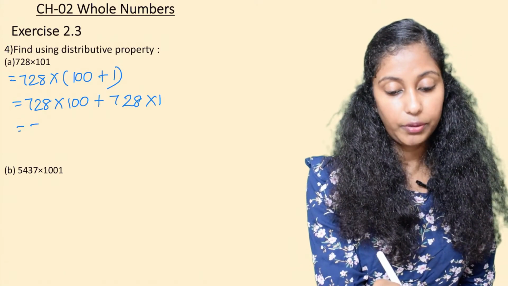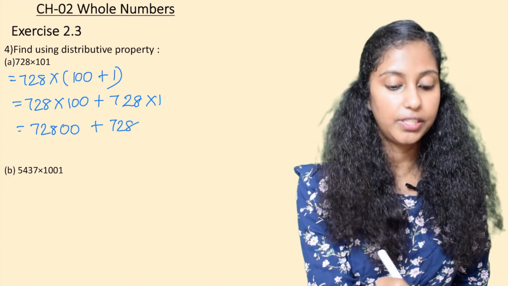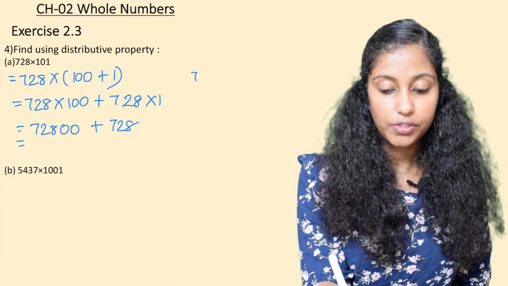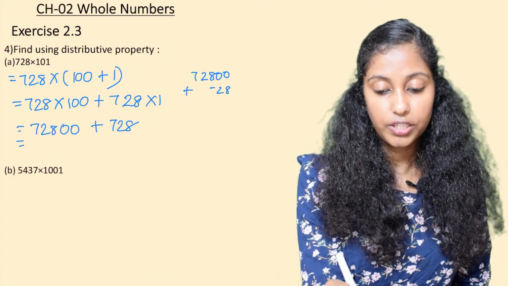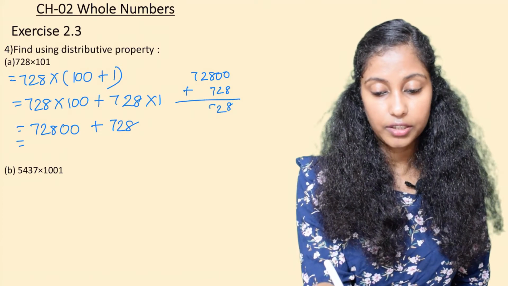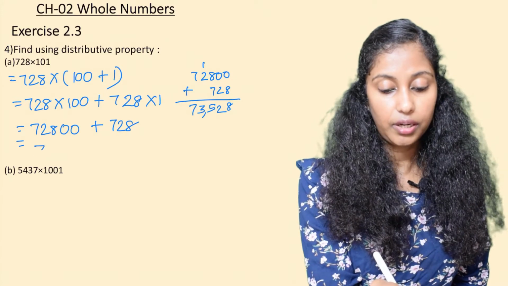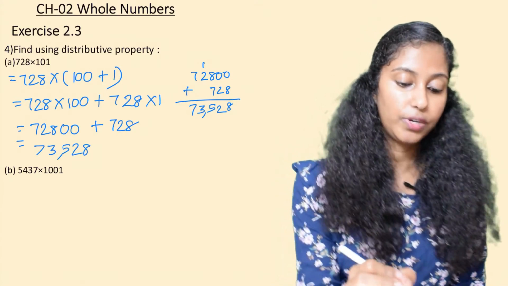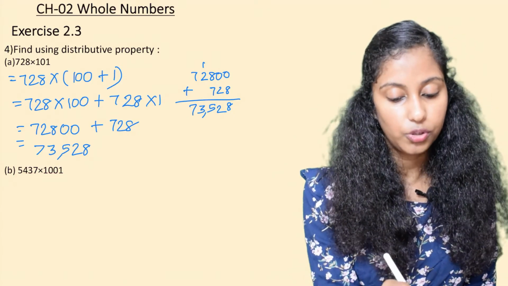So here when we solve 728 1 side 728 and 2 zeros, 7 plus 728 1 side 728, and then we add in the rough column 72800 plus 728. So we get it as 73,528. Now the next question is 5,437 multiplied by 1,001.